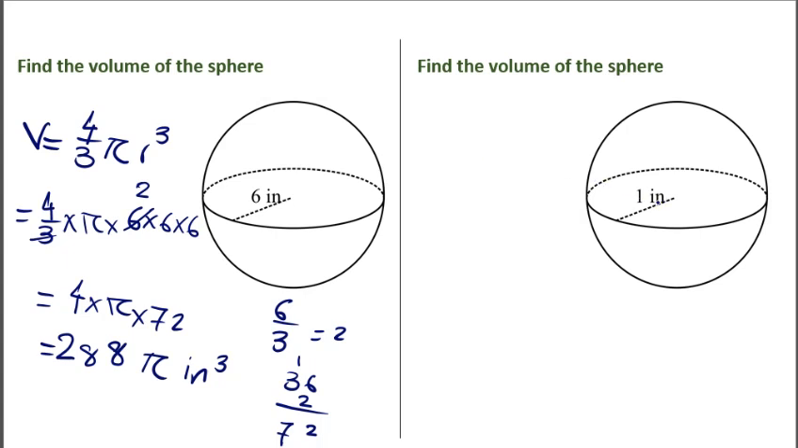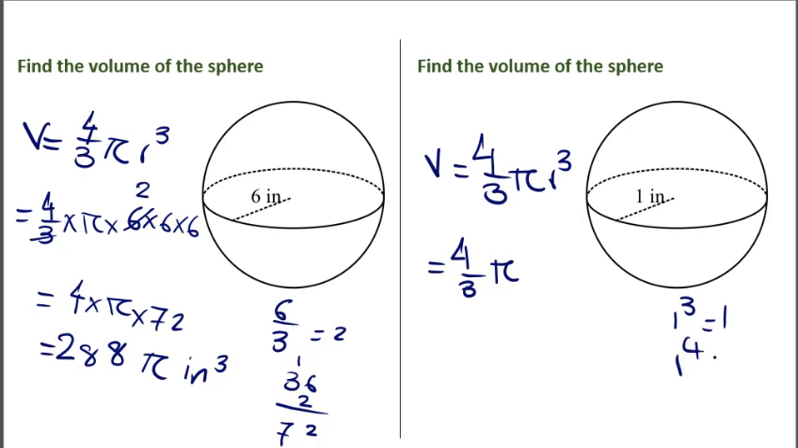We have 1 inch. That's a radius. The volume will be 4/3 pi times r cube, which is 4/3 pi times 1 cube. 1 power 4 equals 1. 1 power 100 equals 1. So we have 1. 1 in multiplication doesn't change anything. So the final answer will be 4/3 pi inch cube.